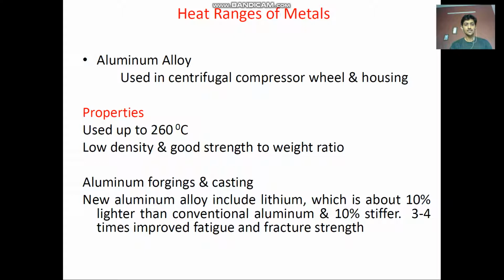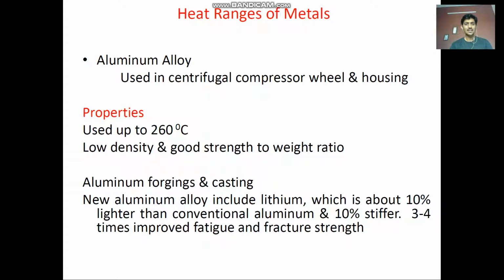Now, why specifically are we using it for the centrifugal compressor? Because they have a low density and a good strength to weight ratio, and also they can sustain their properties up to 260 degrees Celsius. So these are the reasons why we use aluminum alloy for centrifugal compressor wheels as well as housings.